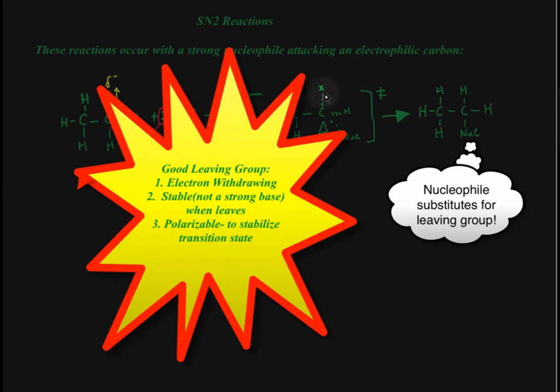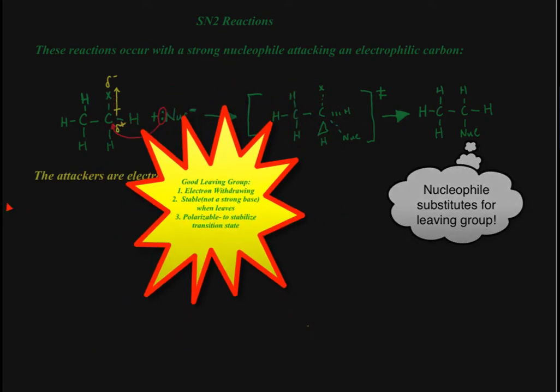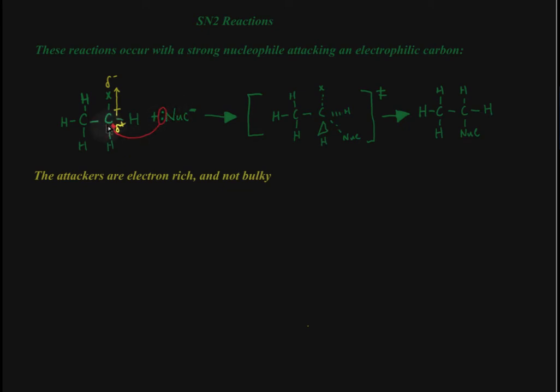We already discussed the three things that make a good leaving group. It's electron withdrawing, so it can make this dipole. It's also going to be stable when it leaves. It's not a strong base. And finally, it's polarizable, so it can form the stable transition state. So the attackers, these nucleophiles, if they want to come in and actually get past these hydrogens' electron clouds, they can't be bulky, and they need to have plenty of electrons.